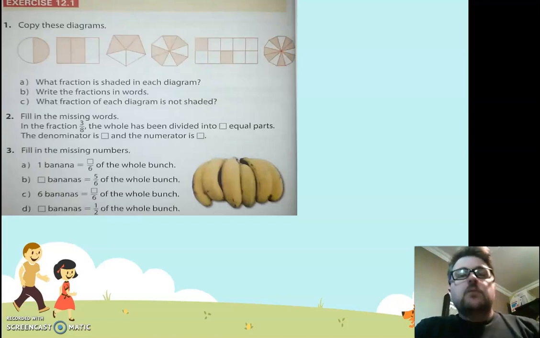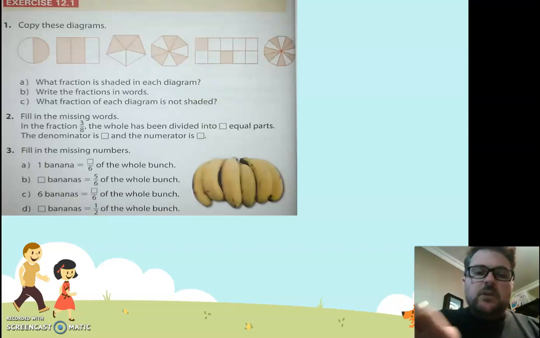Okay, boys and girls, in your exercise books, your textbooks, exercise 12.1, I want you to do these as homework today. This is all revision of what we've just done in this lesson. The first section, for each shape, A, you're going to tell me what fraction is shaded in each diagram. B, write that fraction in words. And C, what fraction of each diagram is not shaded.